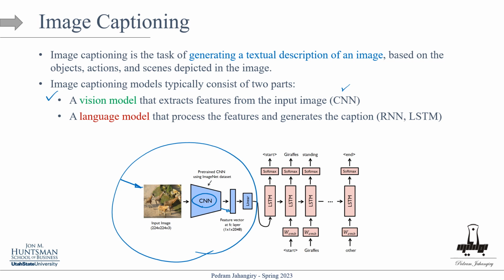Then we're going to pass that to the language model, or the natural language processing part. And that's going to process the features and generate the captions, right? Usually and typically we can use RNN and LSTM. Don't worry about this part. We haven't covered it yet. That's actually our module 6 when we go over recurrent neural networks.